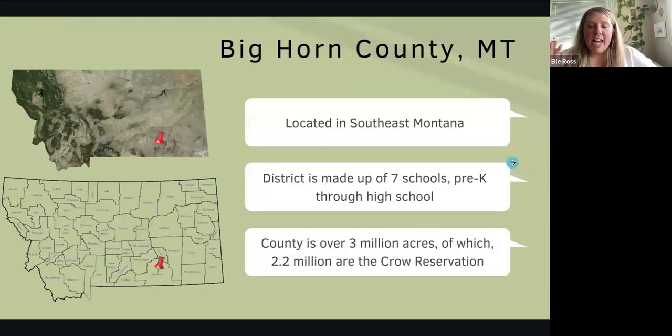So to get started, Bighorn County is located in southeast Montana. We are definitely in the Great Plains side of the state. Our district has about 1,800 students made up of 7 schools, pre-K through high school. The county itself is over 3 million acres, 2.2 of which include the Crow or Apsalalge Reservation. So it is very vast, rural, and it does include the 7 districts of the Crow Reservation.